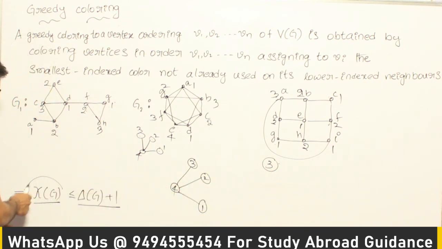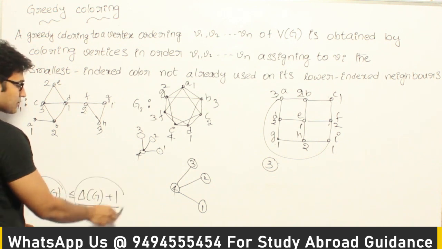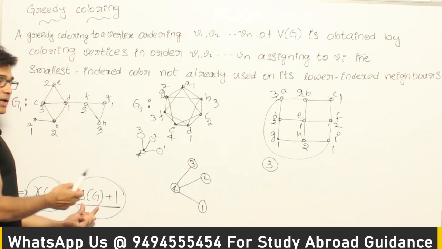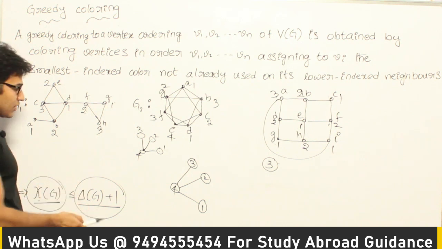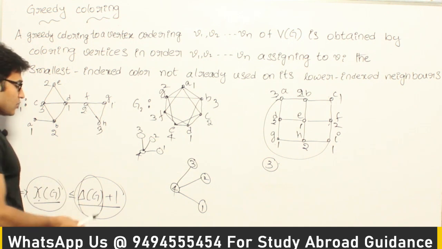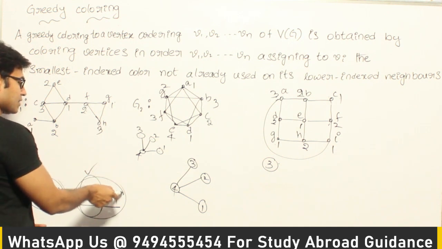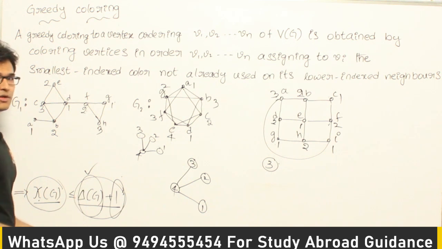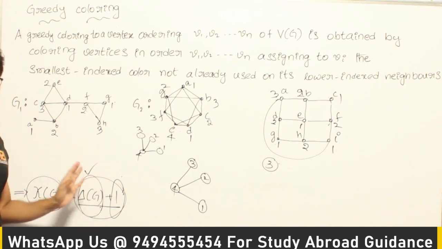So in the worst case, your chromatic number will never cross this. You can assume a vertex with all its neighbors having different colors, right? They all have different colors, and now one more different color has to be applied to this. Therefore, your chromatic number is never going to cross this. This is the highest limit.